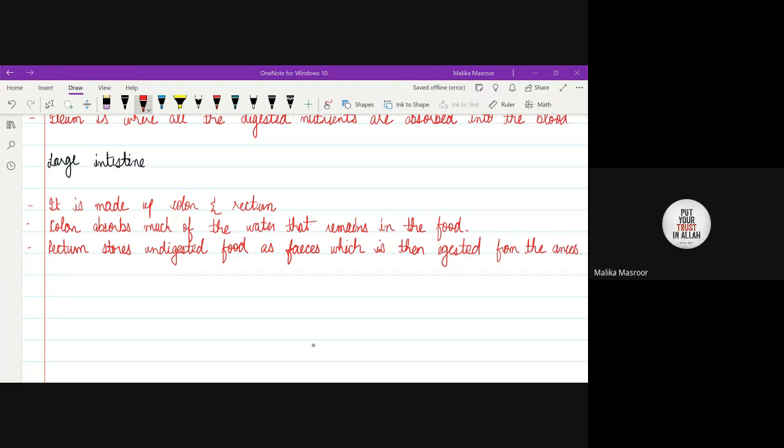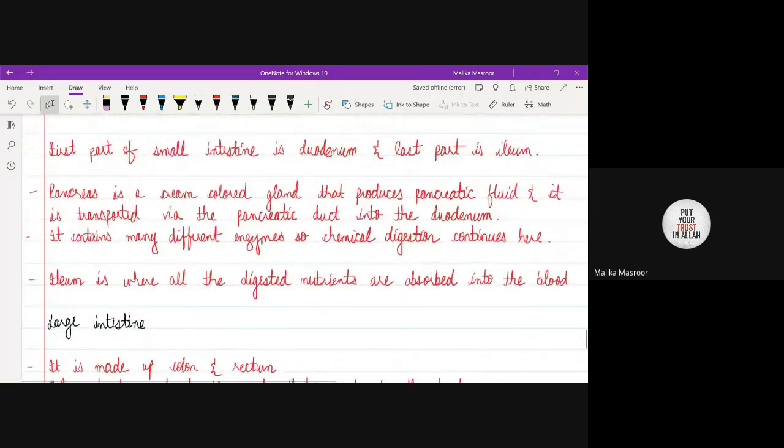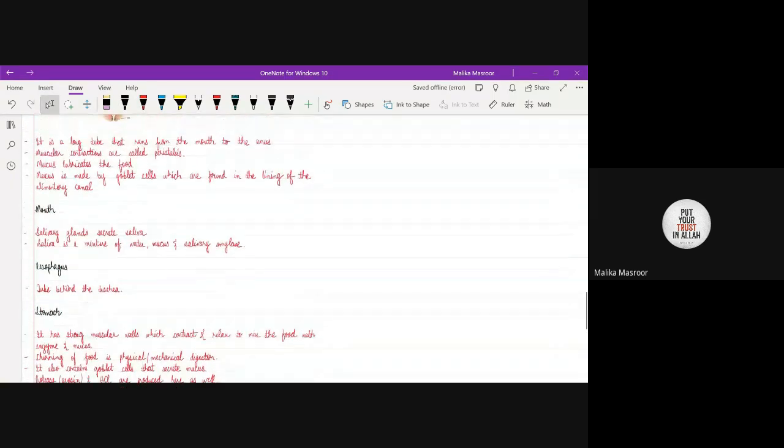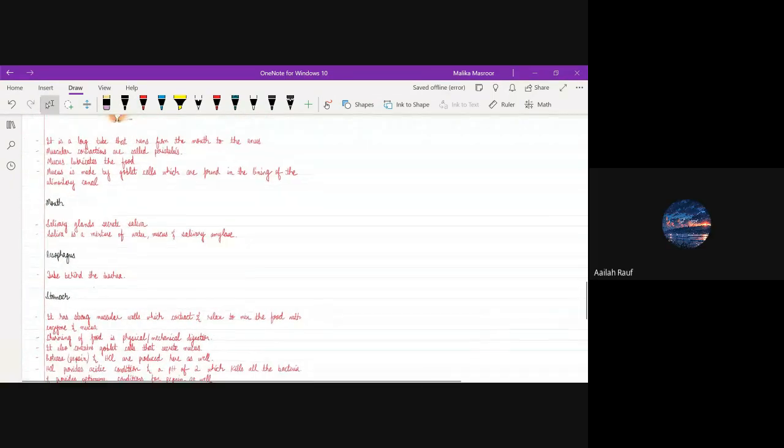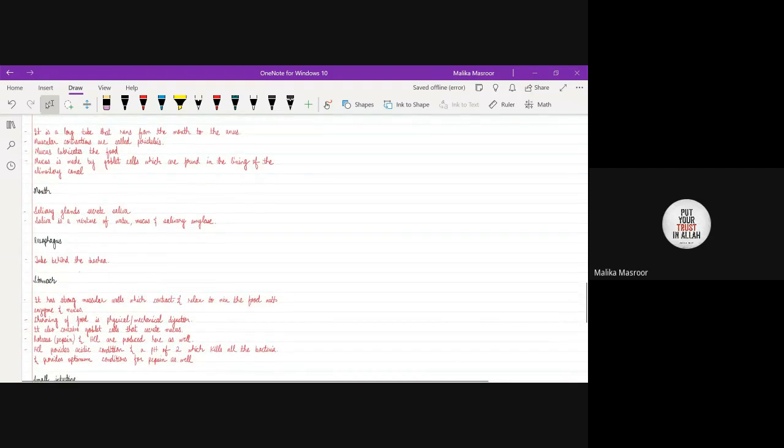But is this clear, everyone? Any questions? No. All right, great. Quickly note this down. Next we will discuss the pancreas and liver, and then we're going to talk about the types of digestion: mechanical, physical, chemical. Quickly note this down.